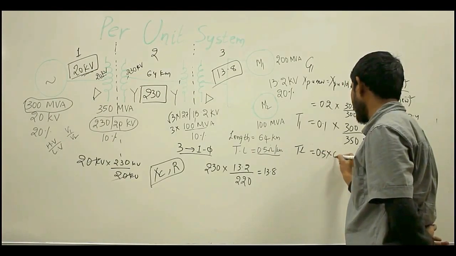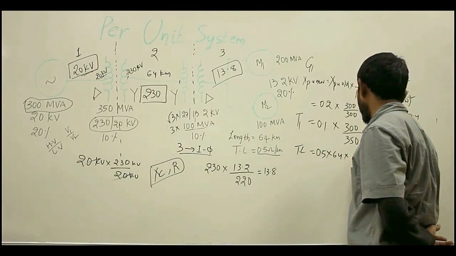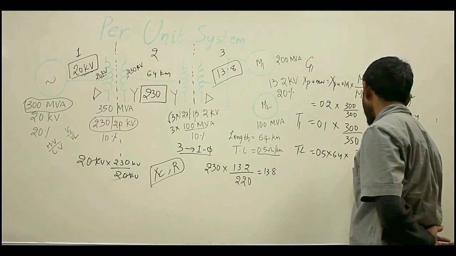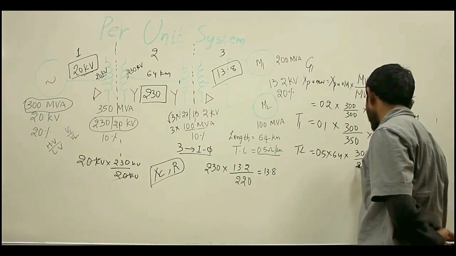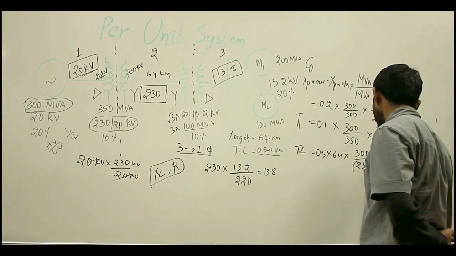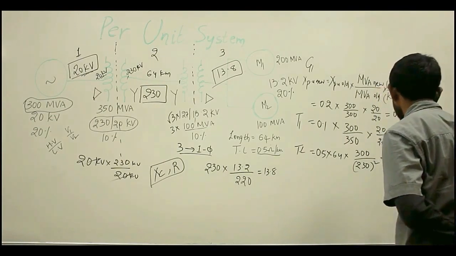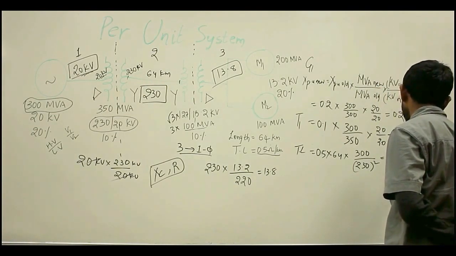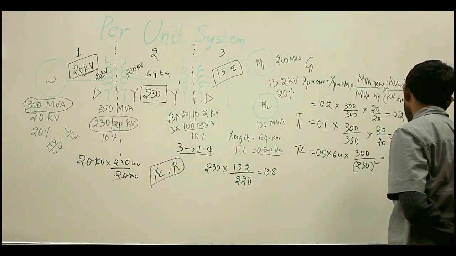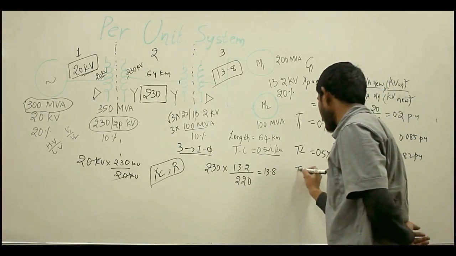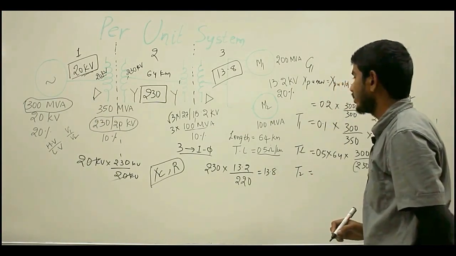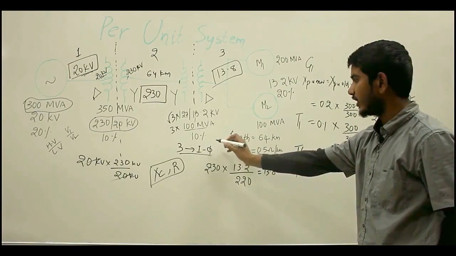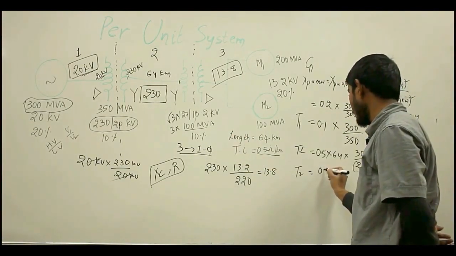So 0.5 into 64 into the MVA new is 300 upon the base value is 230 square. So this gives me 0.182 per unit.